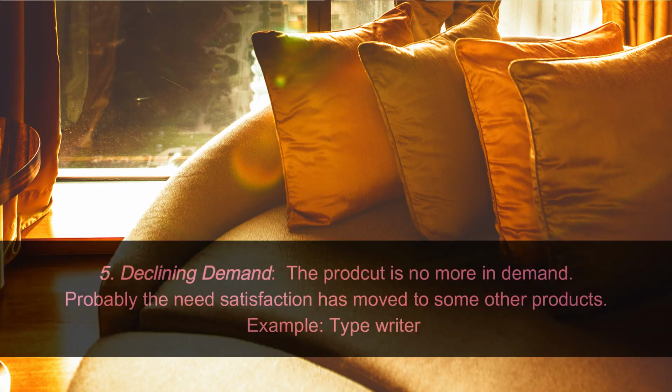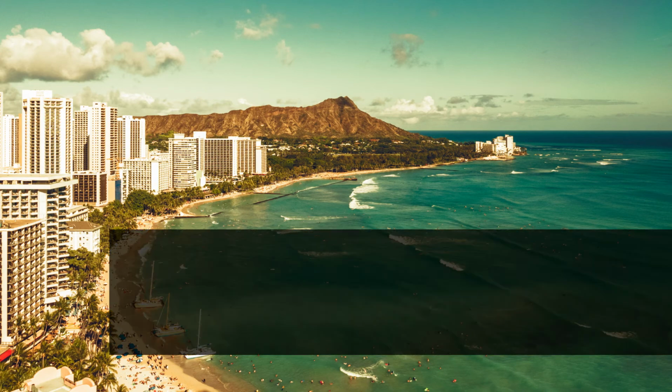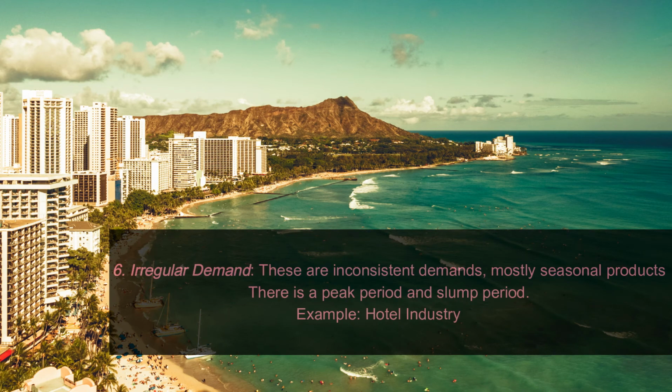Then declining demand. Declining demand means the product is no more in demand, and probably the need has moved to some other products. Today we are not interested in using iPods, that is a declining demand. Today we are not interested in using typewriters, which is also declining demand. Let's move to another kind of demand, which is called irregular demand. Irregular demand means inconsistent demand, or the products are seasonal in nature. That's why we cannot have similar sales figures each and every month.